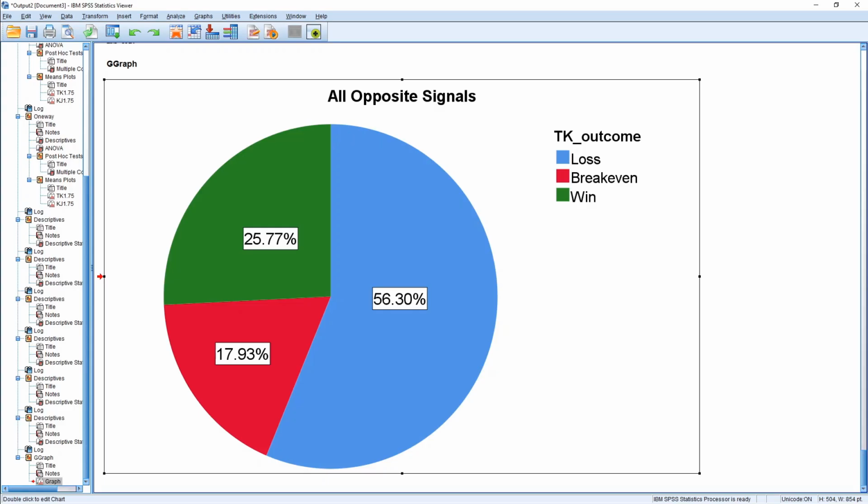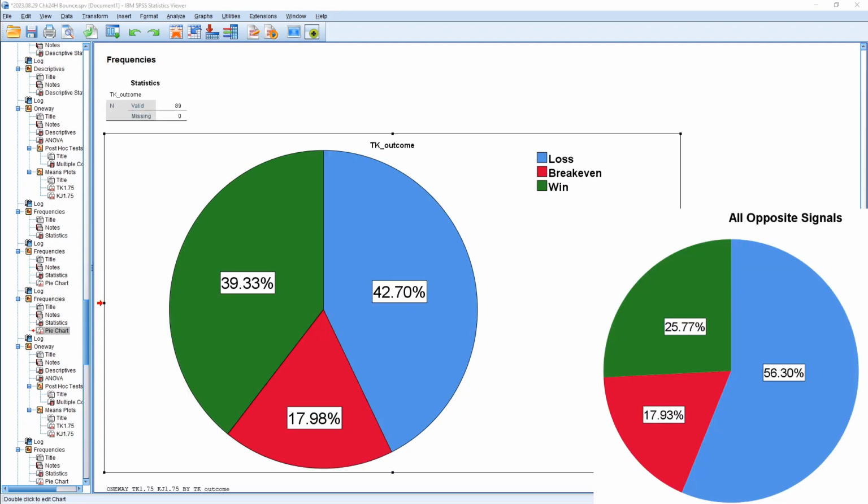When we took every opposite signal, we were losing 56% of the time, breaking even 18%, and only winning a quarter of the trades. Here for the opposite trades in quartile 1, break-evens are still 18%, so that means we increased our winning percentage by eliminating losing trades. Losing trades are down to 42.7%, and winning trades went from 25 up to 39%.